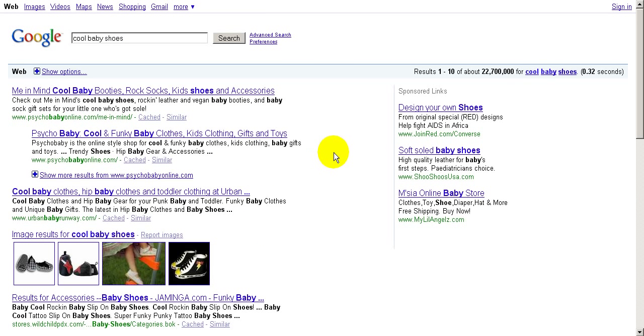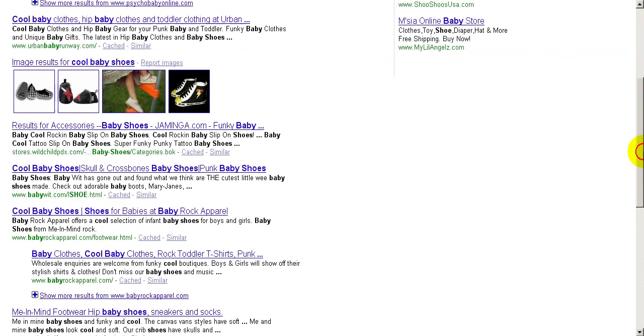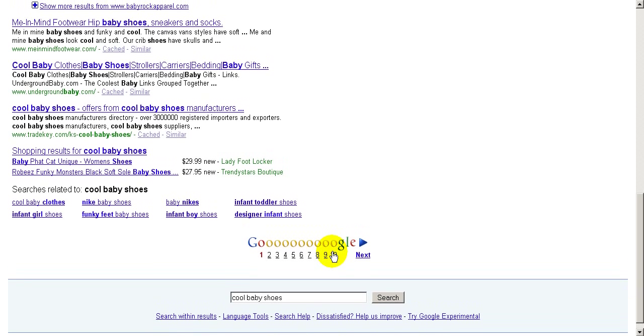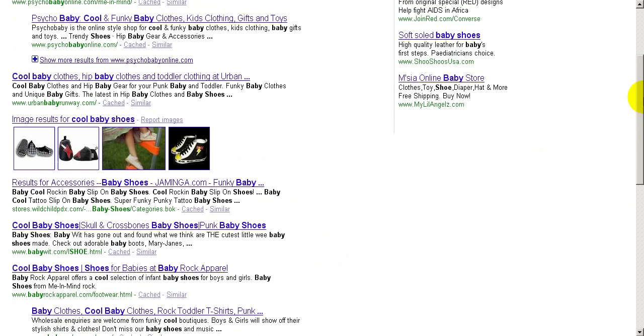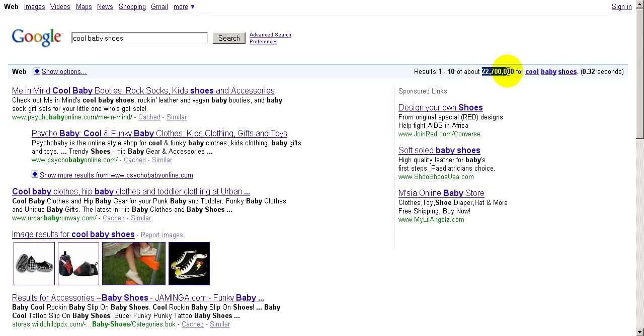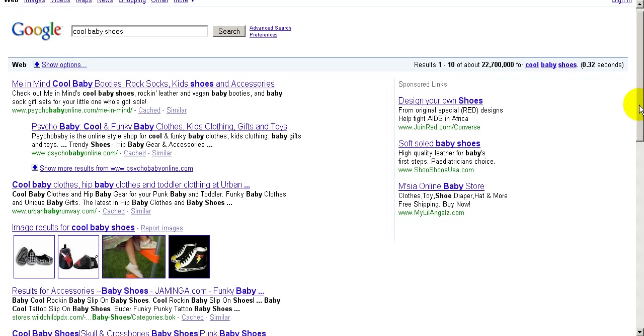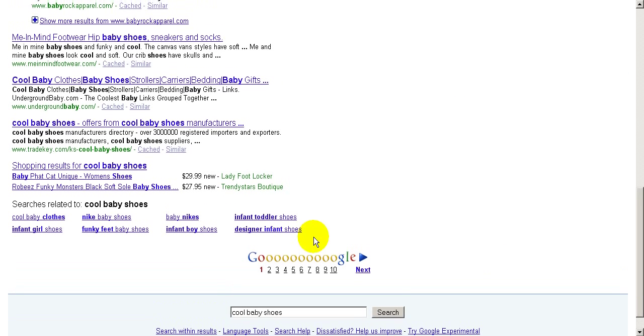When we come to cool baby shoes, you can see we still have the pictures. There are still some ads in Malaysia, so there are fewer, but I'd believe that in America there are more. We still have shopping results, so this is still working very well. The competition now is 22 million. It's less than half already. Can you see that? But nonetheless, it's still way too much for us. Let's see how much further we can go.